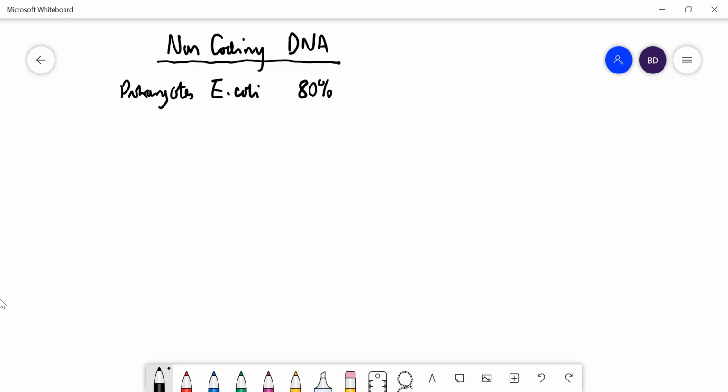Okay, but if you look at eukaryotes, let's look at a human being. We have 3 times 10 to the 9 base pairs of DNA. And the current estimate is we have about 20,000 genes. Taking into account the average size of a gene, about 1% of our DNA or less actually codes for proteins. So the question is, what is the rest of it doing?